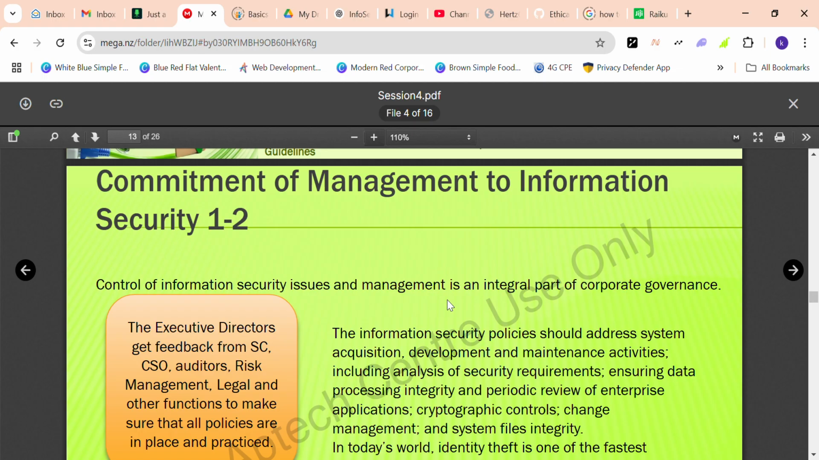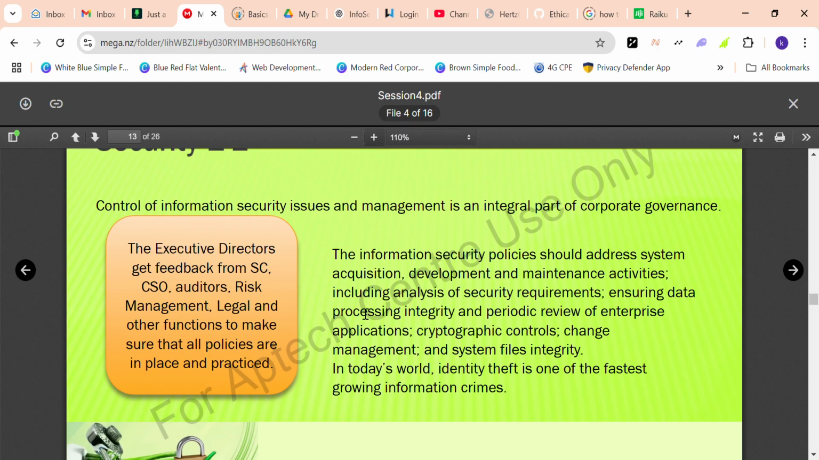Now, control of information security issues and management is an integral part of corporate governance. The executive director gets feedback from the security committee, which are the chief security officer, the auditors, manager, and risk management also, and legal and other functions to make sure that all policies are in place and practiced. There are some rules also to enforce policies in an organization, like deduction of salary, or being sacked, or this and that one.